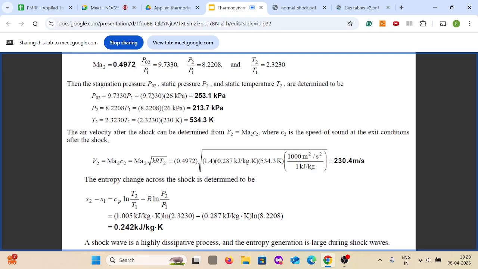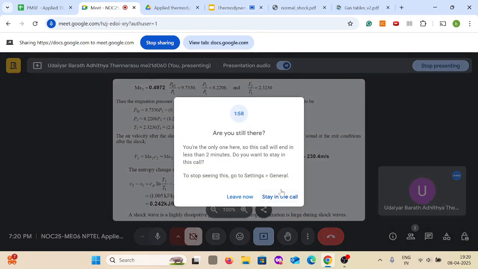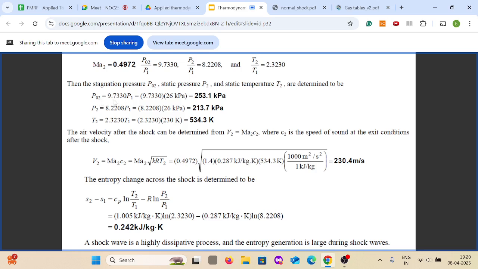Then the stagnation pressure P naught we can calculate. So P naught is 9.733 into P1, which is 26 kilopascal. So it will come out to be 253.1 kilopascal. Then P2 is 8.2208 into P1. So 8.2208 into 26 gives 213.7 kilopascal. Then T2 is 2.323 T1. So 2.323 into 230, which is 534.3 Kelvin. So that is the temperature downstream.